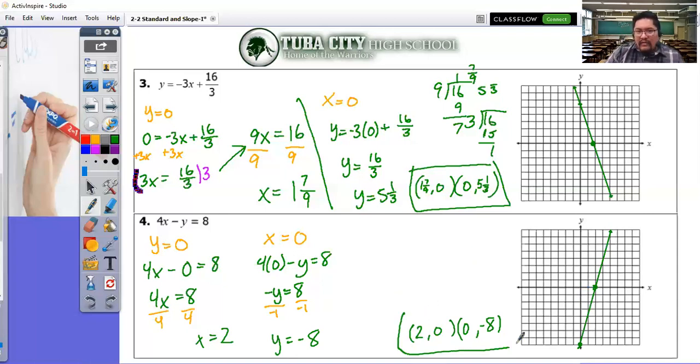Now I only have one more to go. And the bell's going to ring in about a minute or so. So we might go a little bit over. But I think we only got like one more to go. So let's try our best to get this done.